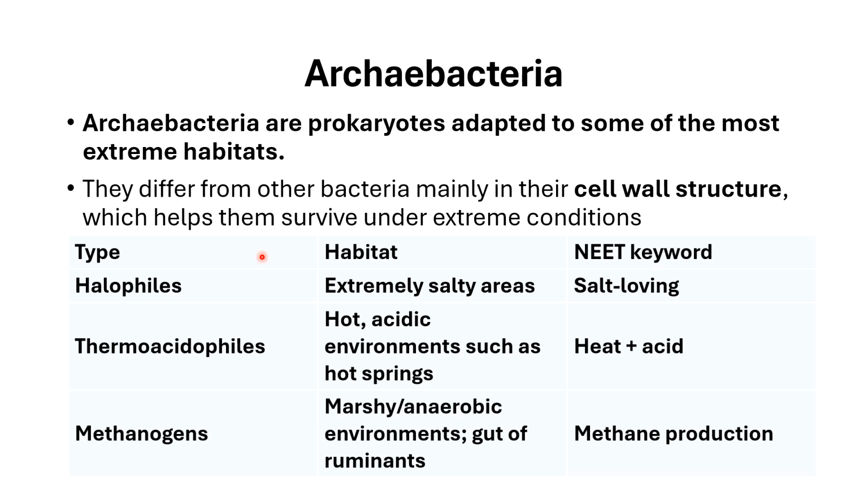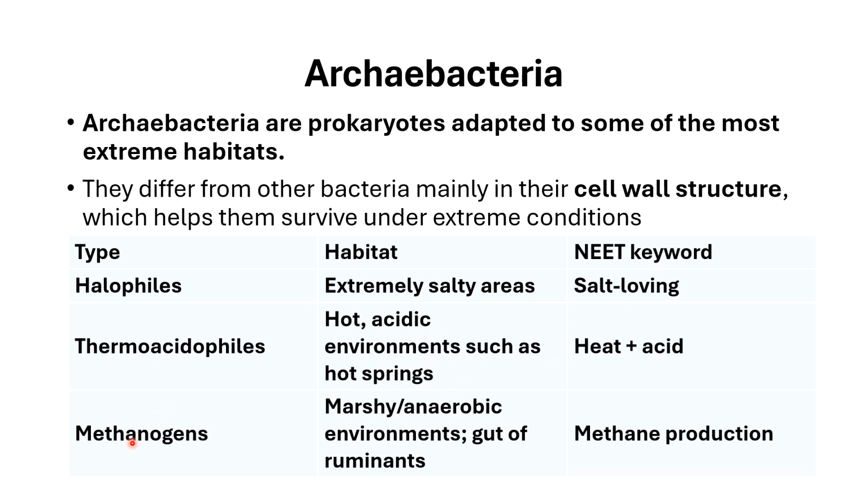For example, they are halophiles. Halo means salt, philes mean loving, so the Archaebacteria type which can survive in extremely salty areas are known as halophiles. Okay. Second is thermoacidophiles. Thermo means heat. Acido means acid. So this type of bacteria loves both heat and acid. So they can survive in hot acidic environments such as hot springs.